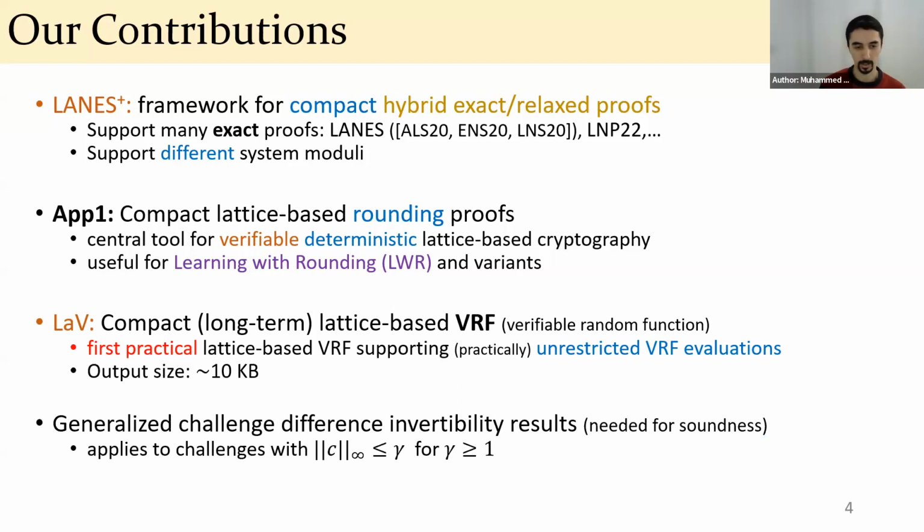And then finally, as a byproduct, we also introduce generalized challenge difference invertibility results. I'm not going to delve too much into it, but this is required for soundness in many proof systems. And our results apply to the challenges with infinity norm bounded by gamma for some gamma bigger or equal to 1. So prior results only apply to gamma equal to 1. And we are building on them to generalize for any gamma value.